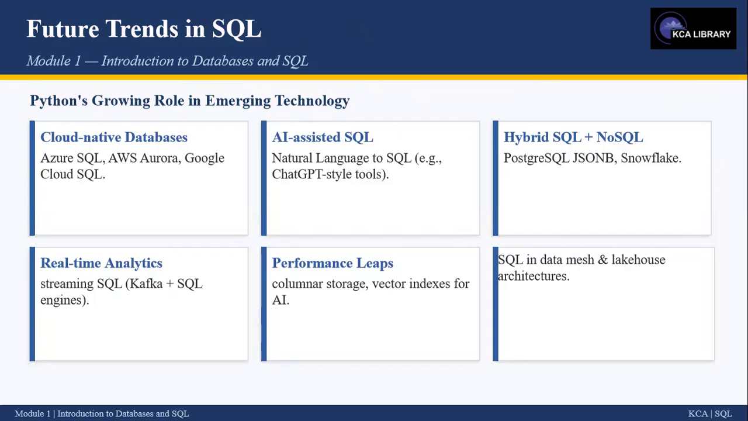Future trends in SQL. Finally, let's look ahead. SQL is not going anywhere. It is actually growing stronger. We are seeing more cloud-native databases like Azure SQL, AWS Aurora, and Google Cloud SQL, AI-assisted SQL tools that let you write queries in natural language, hybrid SQL-NoSQL solutions like PostgreSQL with JSONB and Snowflake, real-time analytics using streaming SQL, and major performance improvements with columnar storage and vector indices for AI.